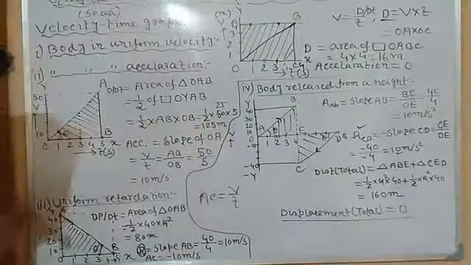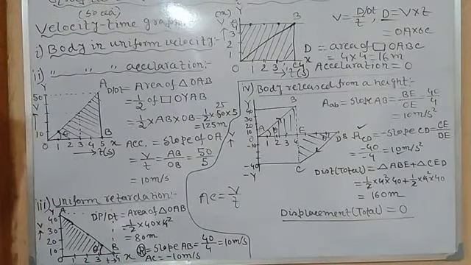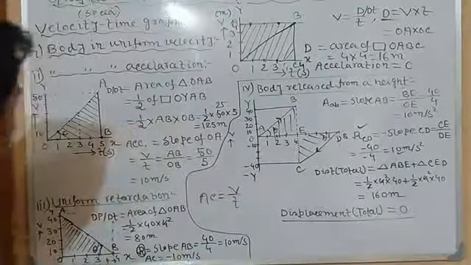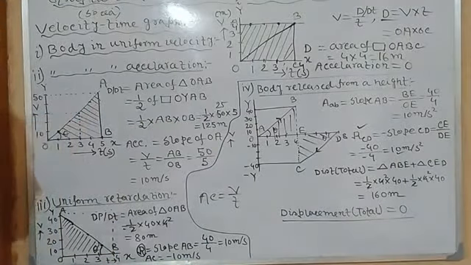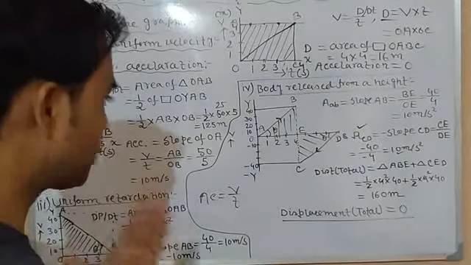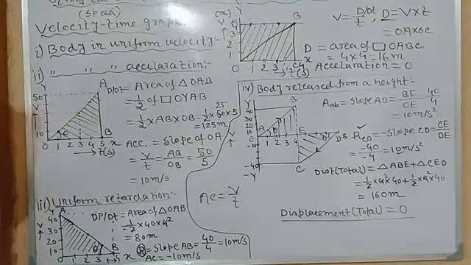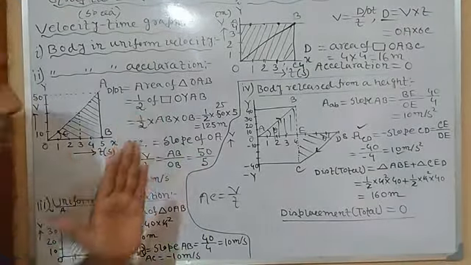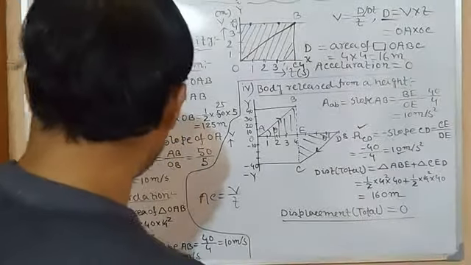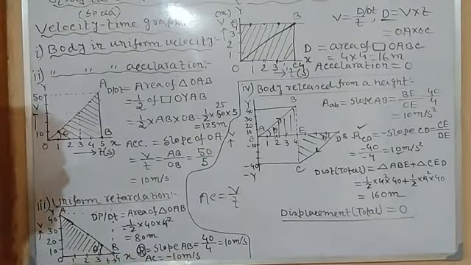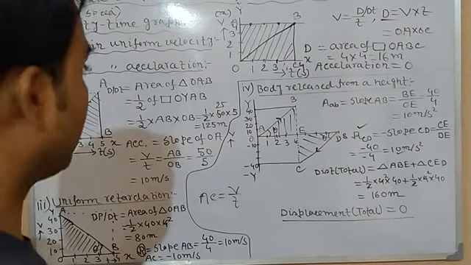But if the slope decreases or the slope is negative... if the slope is positive, it means the body is moving away. It is the same as the displacement time graph, isn't it? If the slope is positive, the body is moving away from the starting point. If the slope is negative, the body is returning back to its initial point.